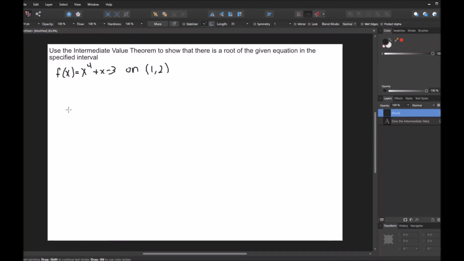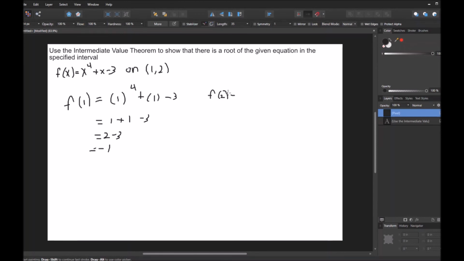So what I'm going to do is f of 1, and that's going to be 1 to the fourth plus 1 minus 3. 1 to the fourth is 1, and so we're going to have 1 plus 1 minus 3, which is 2 minus 3, which is negative 1. So right there we have a point that's less than 0, and that's f of 1.